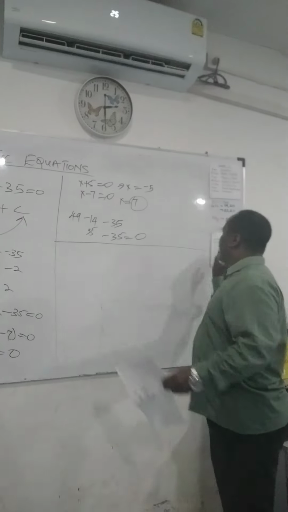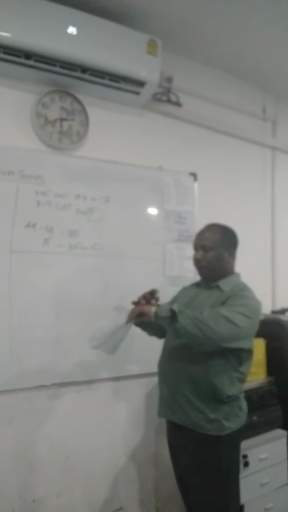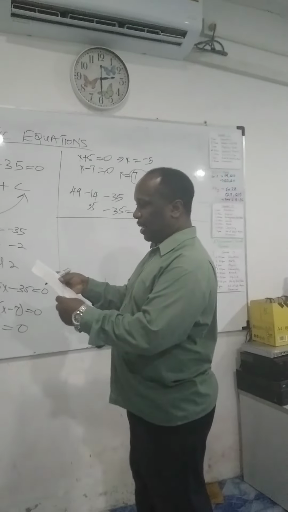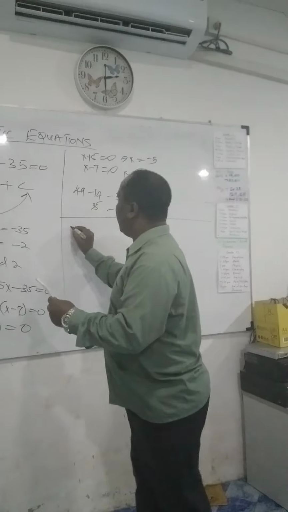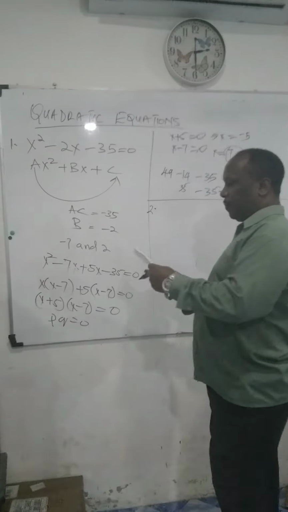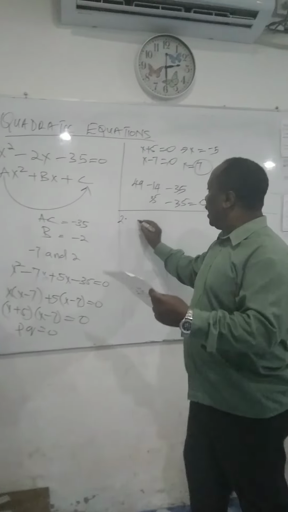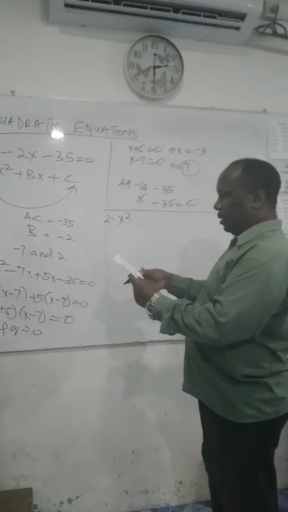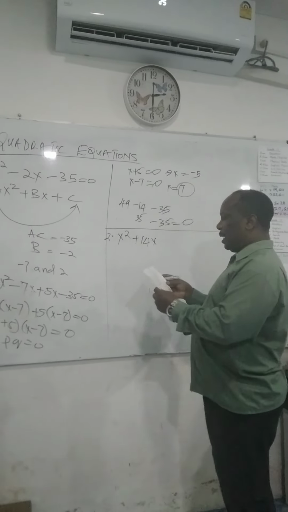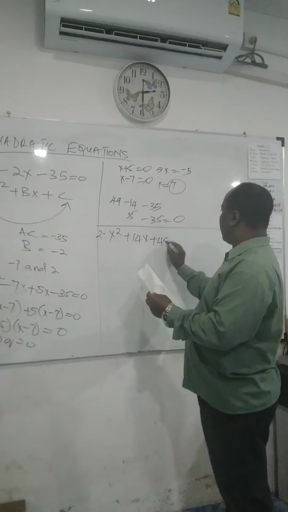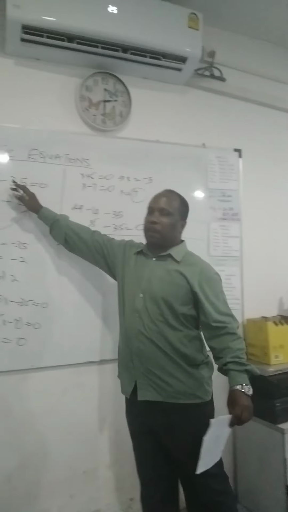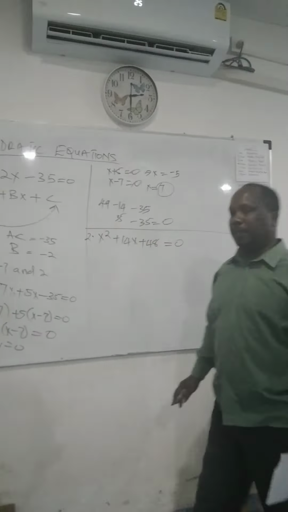We look at the second example. I have another example here. This is number 1, this is number 2. We have x squared plus 14x plus 48 equals 0. We just follow the steps that we have followed in this equation.